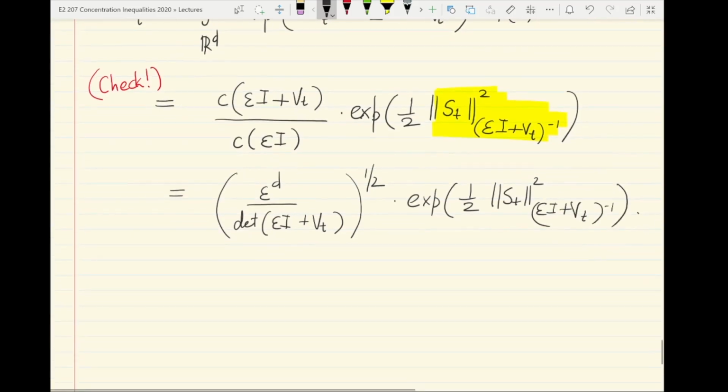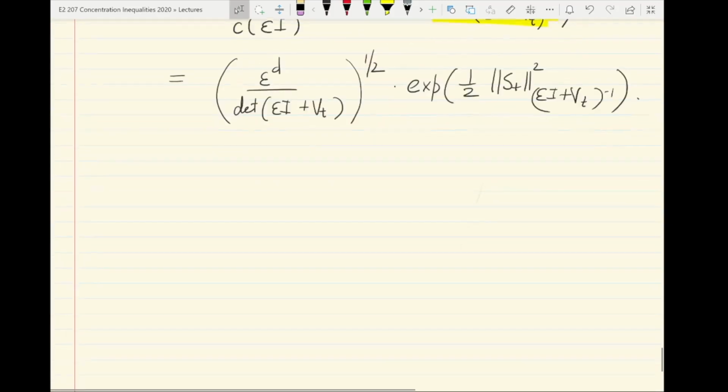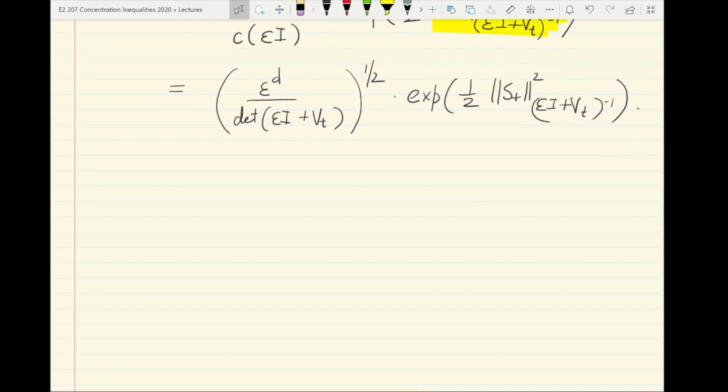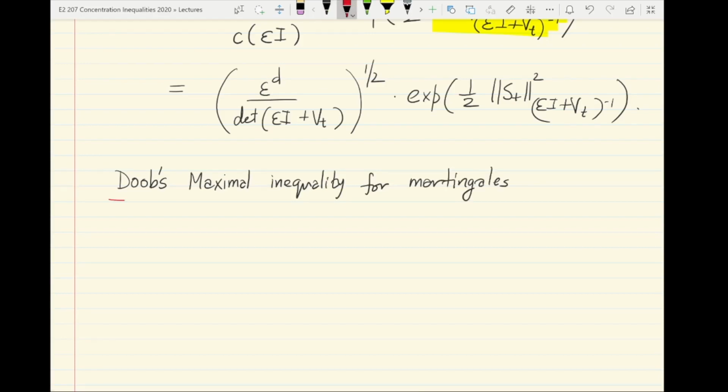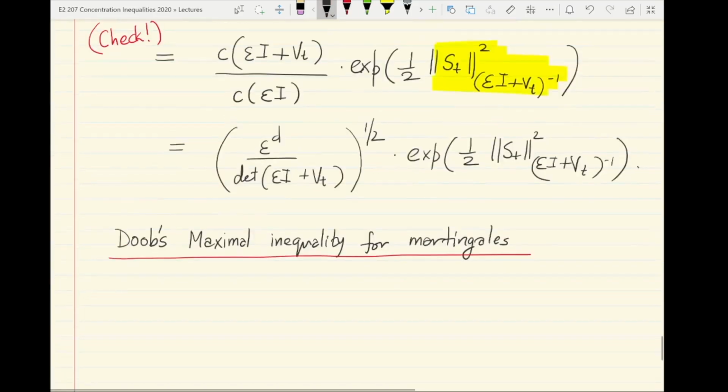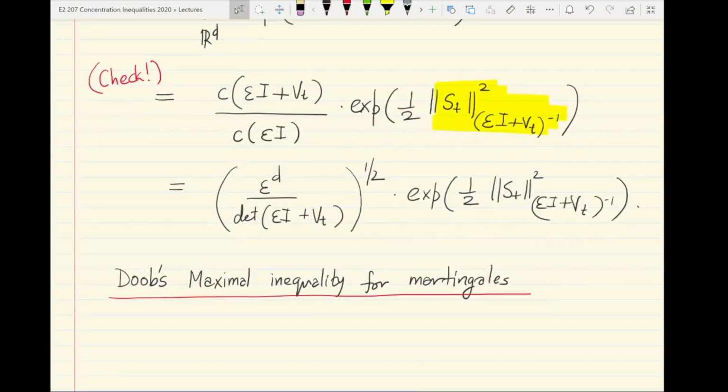Okay, and this is basically a martingale. To finish the proof of the result, we will appeal to a standard result in martingale theory, which we will not prove during this course. You can go and look up the proof separately. This is called Doob's maximal inequality for martingales. It's very well known, elementary but very powerful.